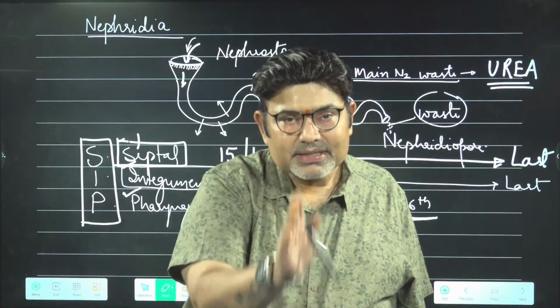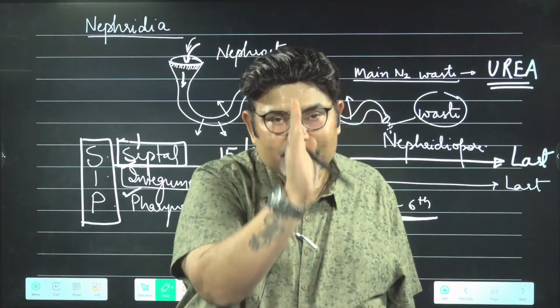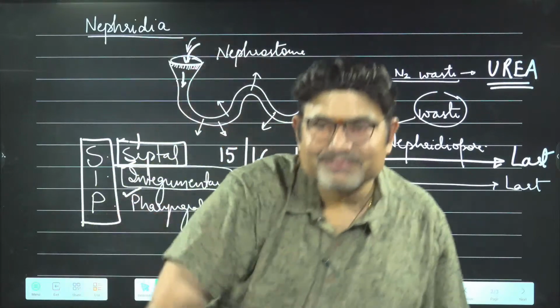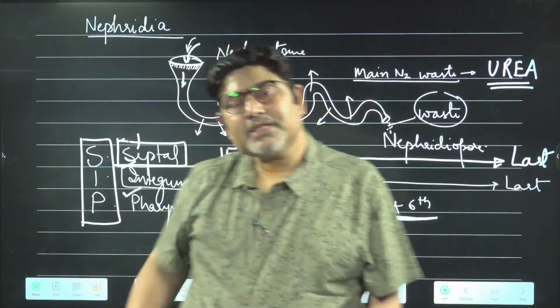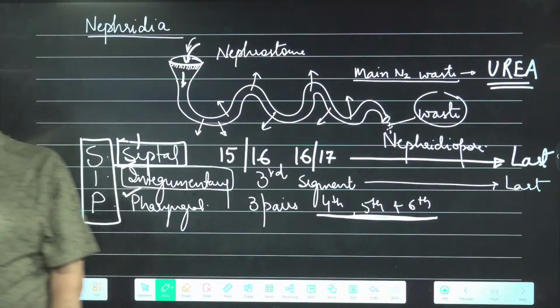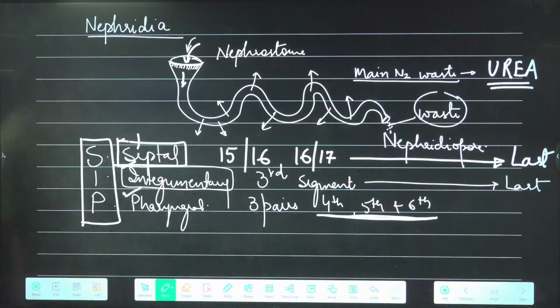Name the segments in the earthworm without any nephridiopore. Come on, tell me. Haji, answer. First and second. Good answer. Very good answer.